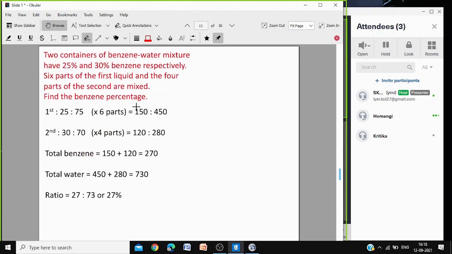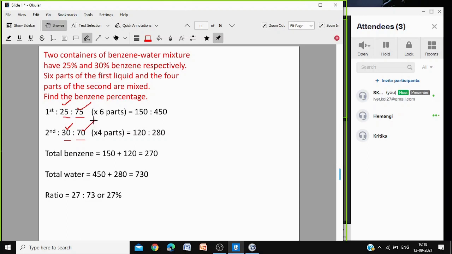So what we have is, first we are writing benzene and then water. The first is benzene and the second is water or whatever may be the other solvent. So 25% benzene means 75% will be the other component. 30% benzene means 70% will be the other component.